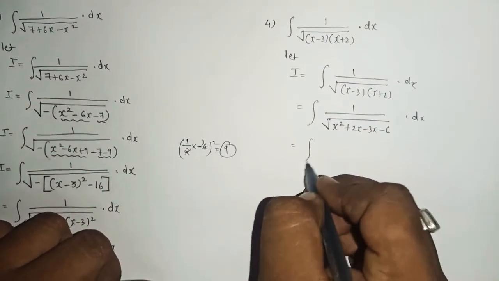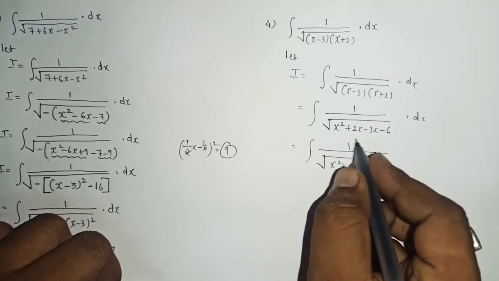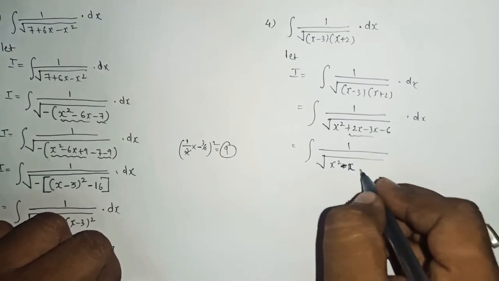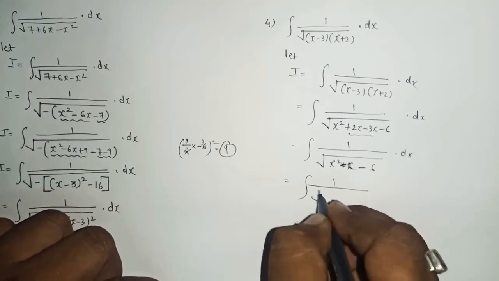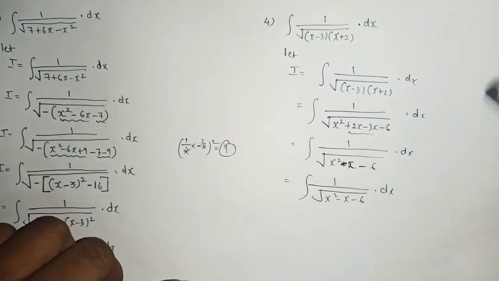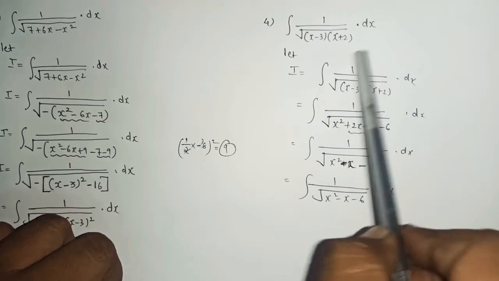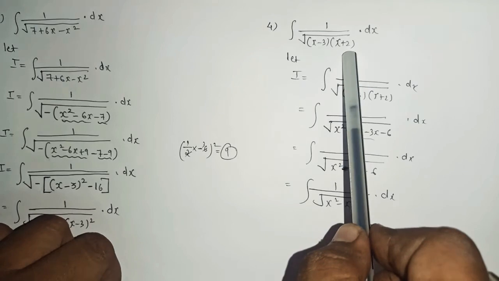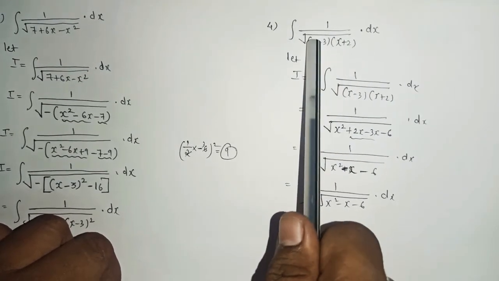So the next step will be 1 upon root of x square plus 2x minus 3x minus 6, which we can write as x square minus x minus 6, dx. Suppose we come across a sum like this, 1 upon root of x minus 3 in one bracket and x plus 2 in the second bracket. If you have two brackets like this, simply open the brackets.